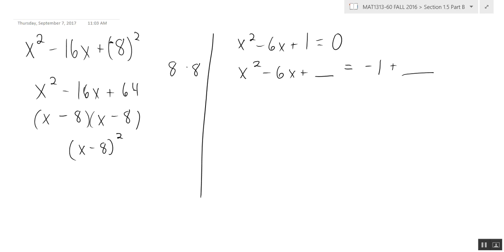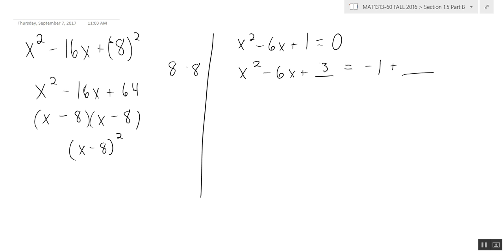And we're going to follow the same pattern that I showed you on the previous problem. So what did we do to get the constant we put out here? We always take half of what's in front of x and square it. So half of 6 is 3. So I want to put 3 squared right here.